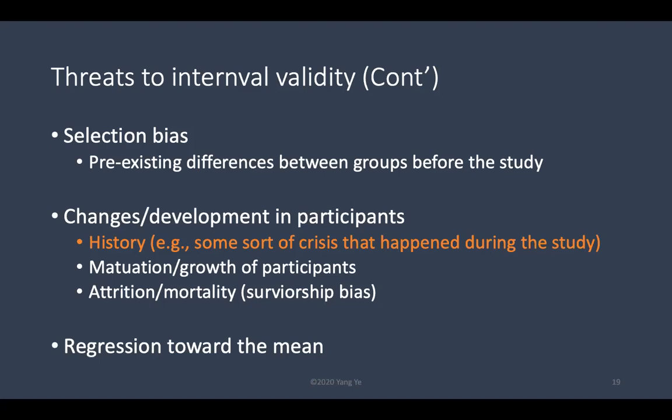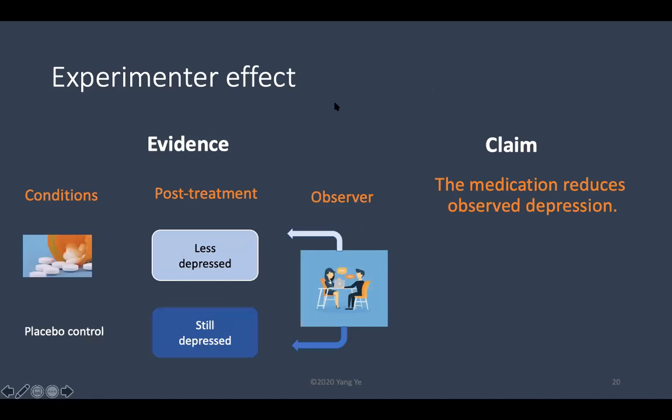your results will be affected by survivorship bias, in that those participants who survived in the long run have some kind of systematic differences from those who didn't survive, not only because of the treatment. There are also some statistical confounds, such as regression towards the mean, which we will talk about later. So let's look at each of them a little more carefully.